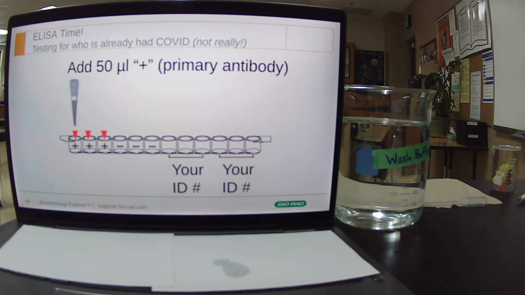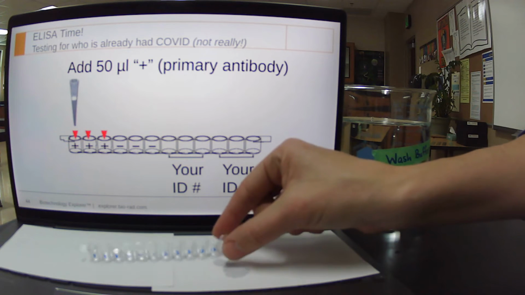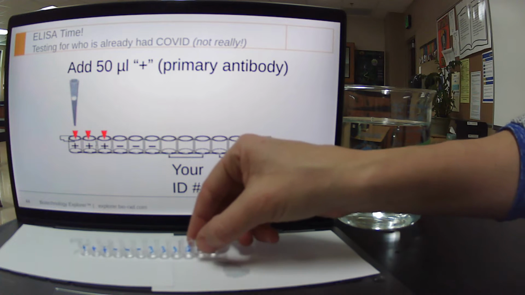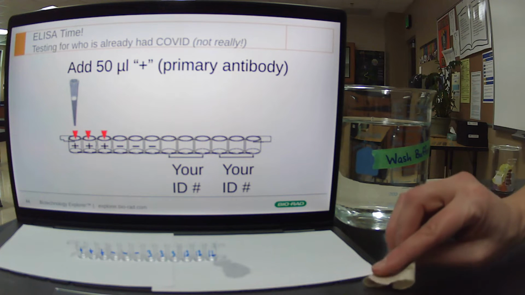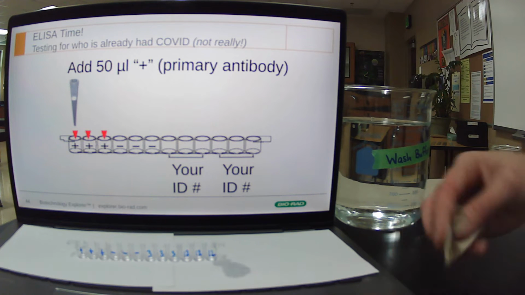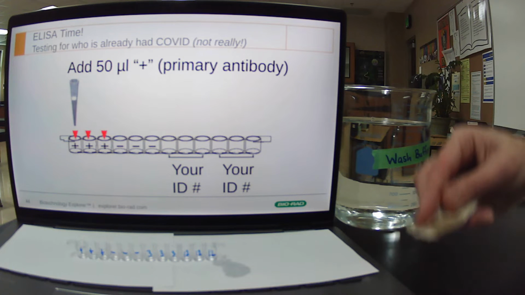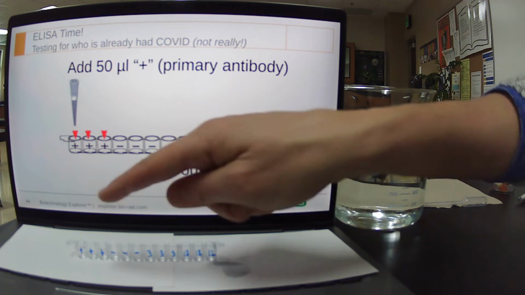All right. Now the next step, as you can see on the screen, is to add the primary antibodies. So now at this point, there should be COVID-19 proteins. And remember, that's not really what they are. That's just what I'm going to call them because that's the simulation that we're doing today. There should be COVID-19 proteins bonded to the bottom of every single well in this strip.